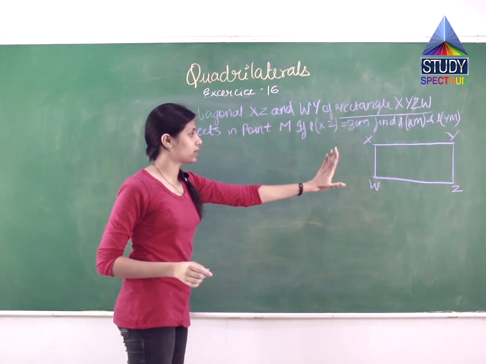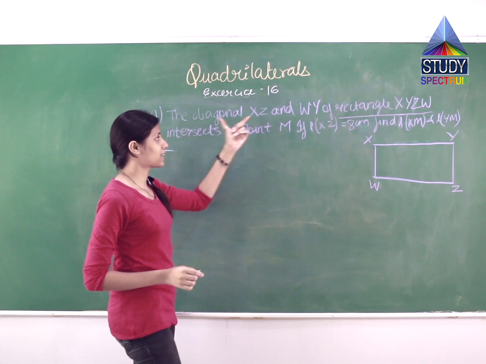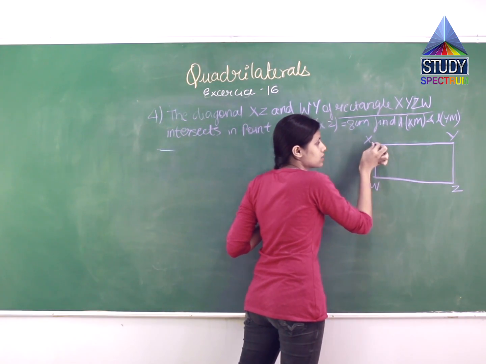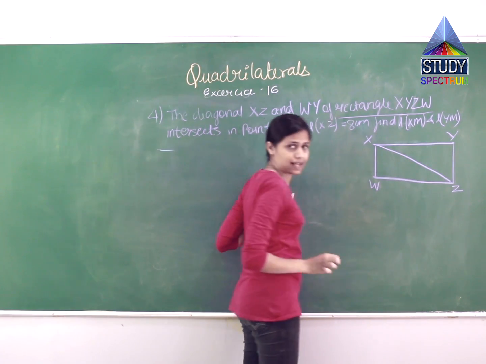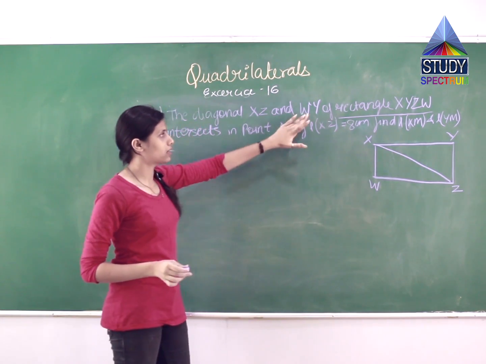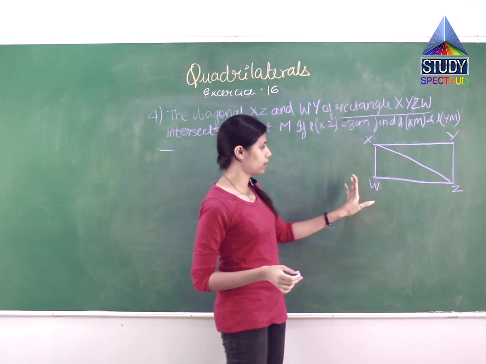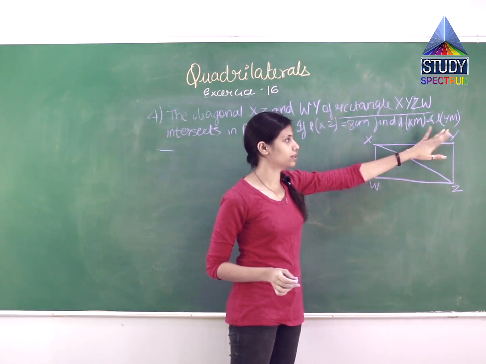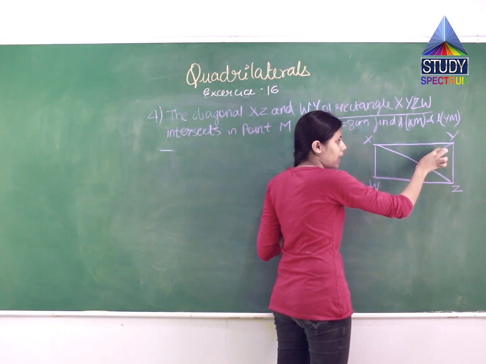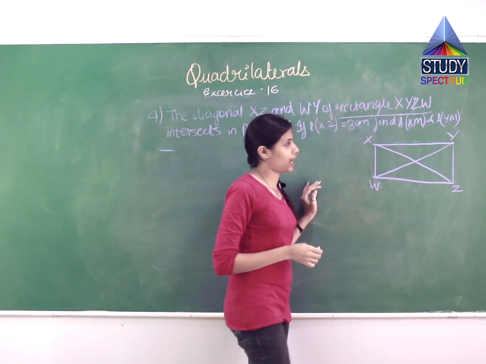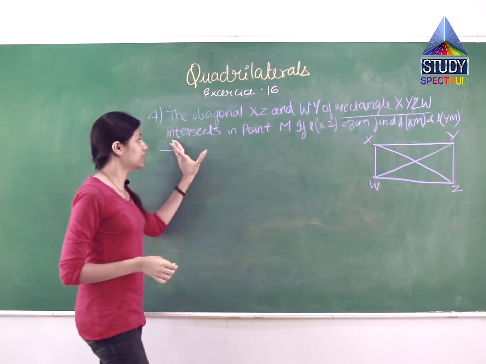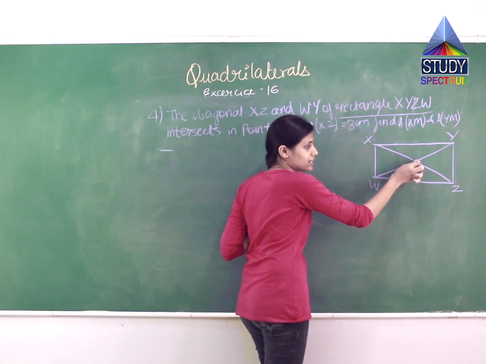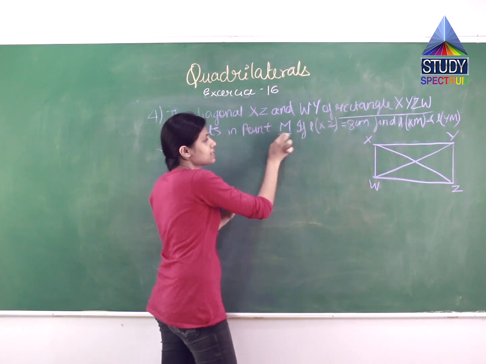Now what are they talking about in this rectangle? The diagonal XZ. So where is the diagonal XZ? This is X, this is Z. So this is the diagonal XZ. And the other diagonal which is YW. So where is W? Over here. Where is Y? Over here. Joining this we can form a diagonal WY. And further information, intersects in point M. So where do both the diagonals intersect? The diagonals intersect over here. So the name of this point is M.